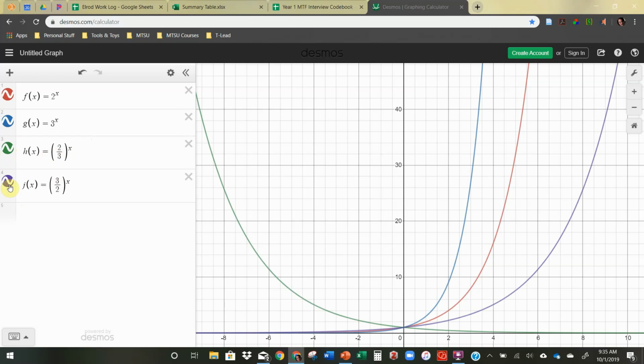What I want you to do is think about this in your groups or on your own here in class. I want you to take a moment and pause the video. I want you to have some conversations about what's the difference between these 4 functions. What's really happening here? Take a moment and pause. Think about those things.